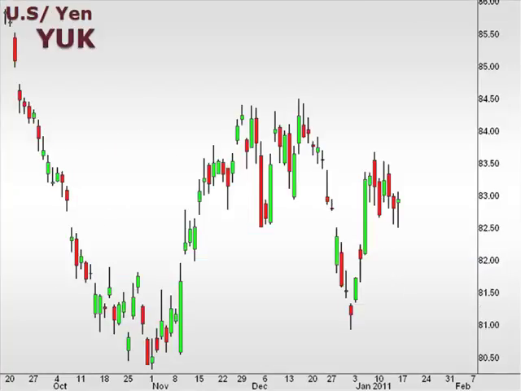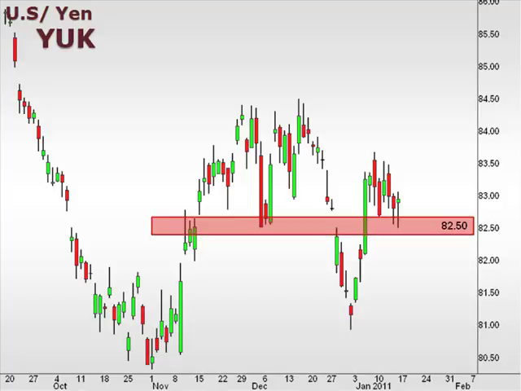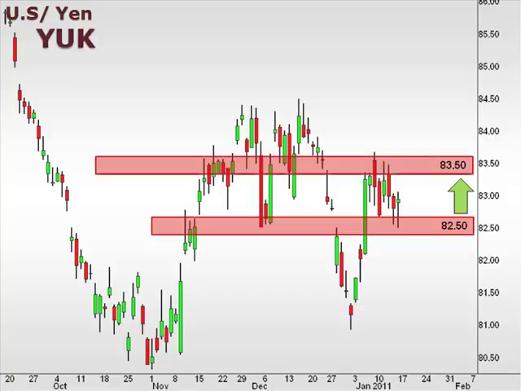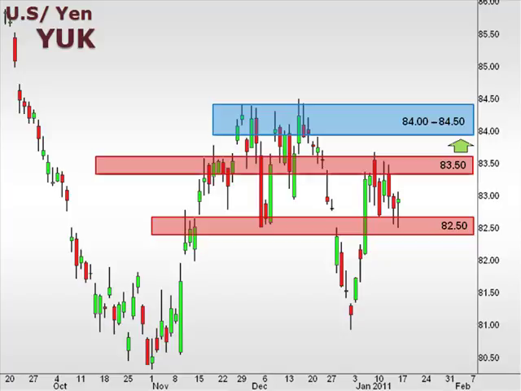Next up, the YUK, the U.S. versus the Japanese yen. While the YUK dipped lower to test 82.50 and found some support at that level. Now, a close below 82.50 opens the window for a continuation to the downside. However, we are likely to see a test of 83.5 this week, looking for that as being the next resistance level, with the possibility of an extension up towards the 84.5 box.